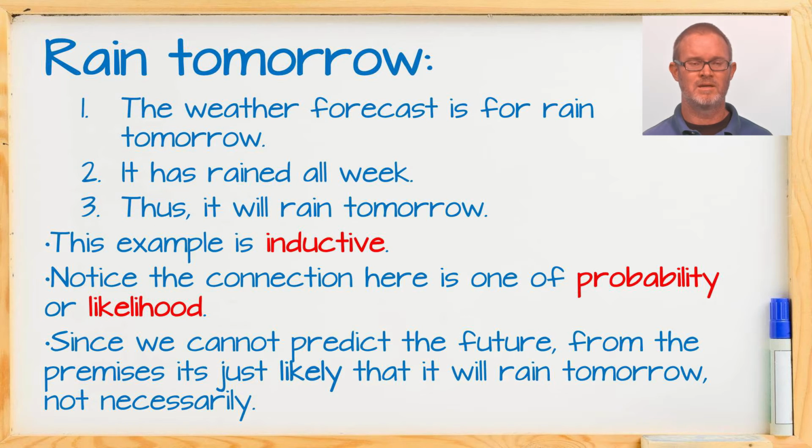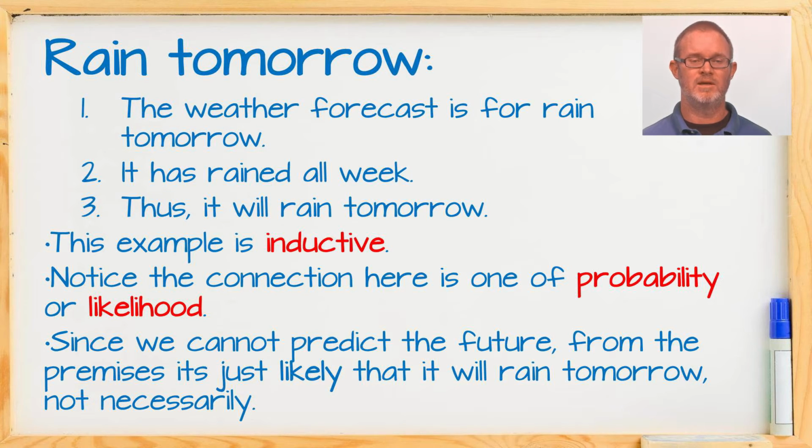And then secondly, we'll look at an example of an inductive argument. The example is the rain tomorrow example, and so the premise here is that 1, the weather forecast is for rain tomorrow, and 2, it's rained all week, and so therefore 3, it will rain tomorrow. So again, this is that kind of prediction we see with strong arguments, and this is also an inductive argument.